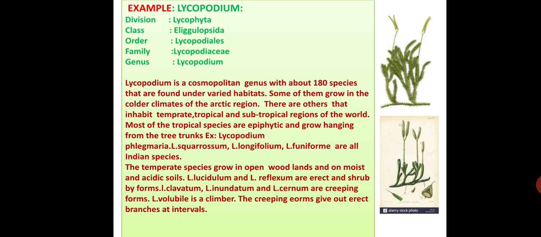The temperate species grow in open woodlands and on moist and acidic soils. The best examples are Lycopodium lucidulum and Lycopodium reflexum, which are erect and shrubby forms. Lycopodium clavatum, Lycopodium inundatum, and Lycopodium cernuum are creeping forms. Lycopodium holubii is a climber. The creeping forms give out erect branches at intervals.